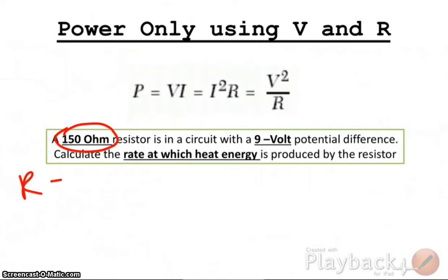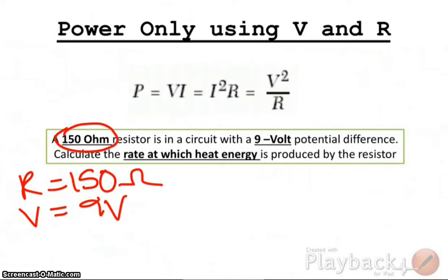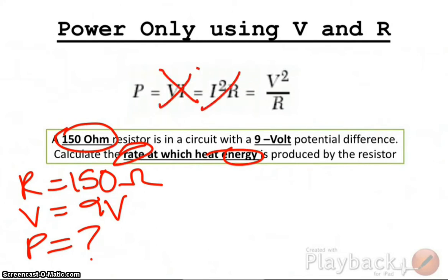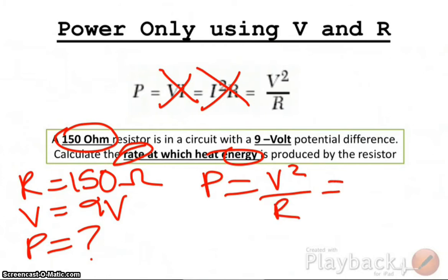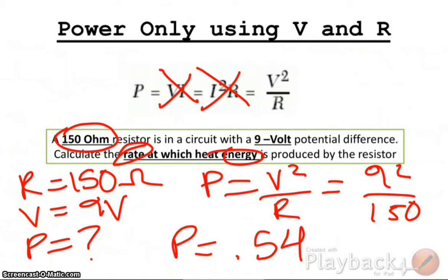So here's the question. A 150 ohm resistor is in a circuit with a 9-volt battery. What is the rate or power at which heat energy is produced? So rate of energy means power. Alright, so we don't have I, we don't want to know I, so I is not a factor. So power equals V squared over R. In other words, it equals 9 squared over 150. So power is 0.54 watts.